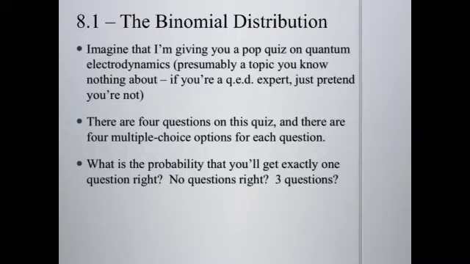Now, if it's a multiple choice question, I have a question and then I have answer choices A, B, C, and D. What is the probability that I get one of them correct? Well, there's 4 answer choices, so 1 out of 4, or 0.25, is the probability that I get one of them correct. But now I'm going to ask, what about no questions right or 3 questions right?